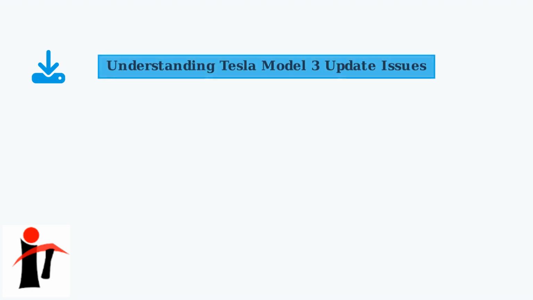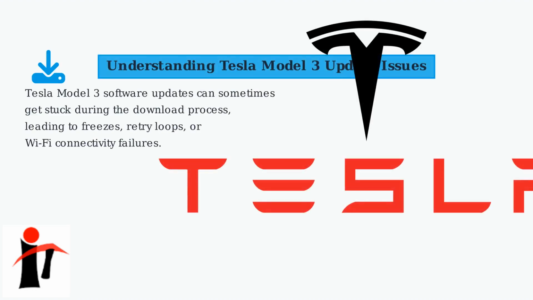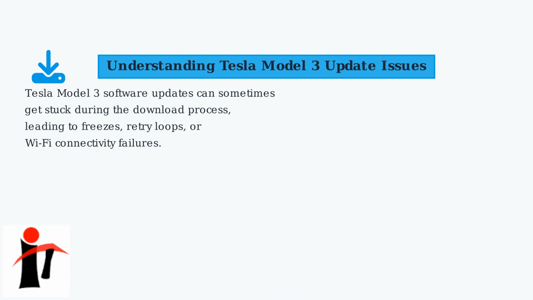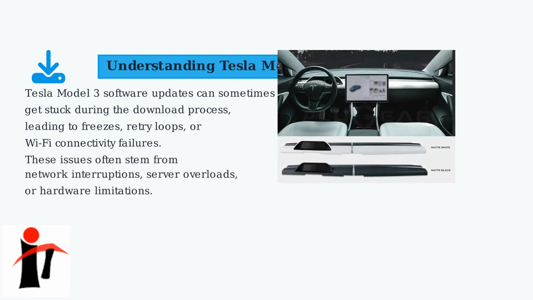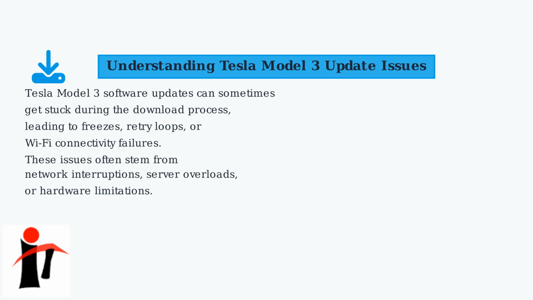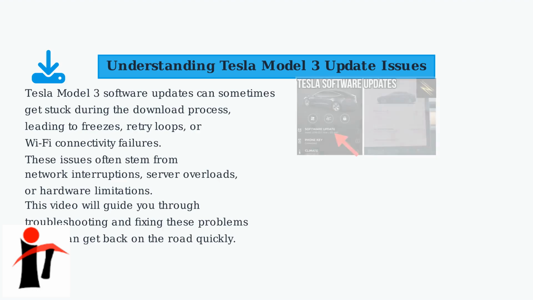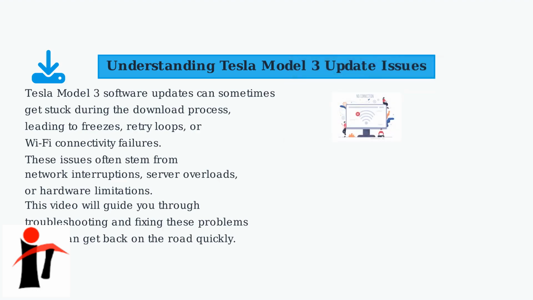Tesla Model 3 software updates can sometimes get stuck during the download process, leading to freezes, retry loops, or Wi-Fi connectivity failures. These issues often stem from network interruptions, server overloads, or hardware limitations. This video will guide you through troubleshooting and fixing these problems so you can get back on the road quickly.